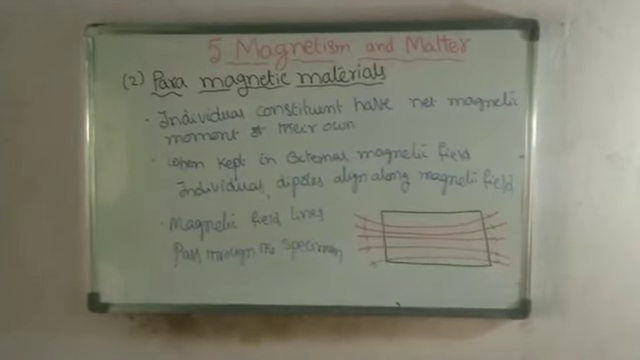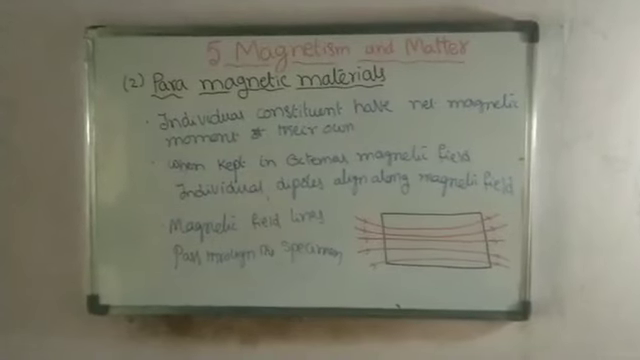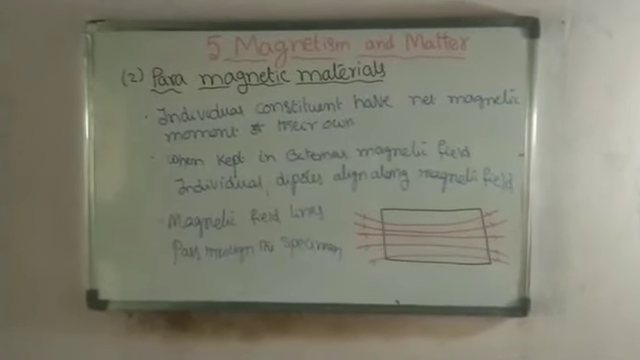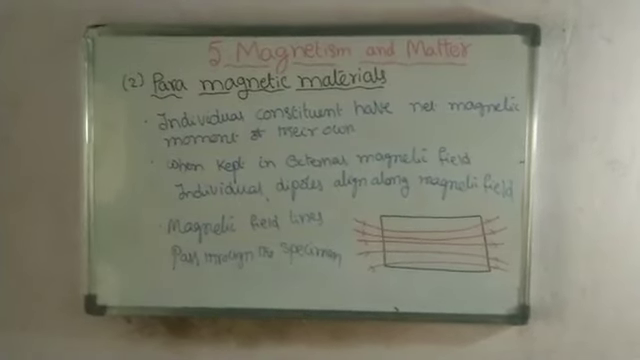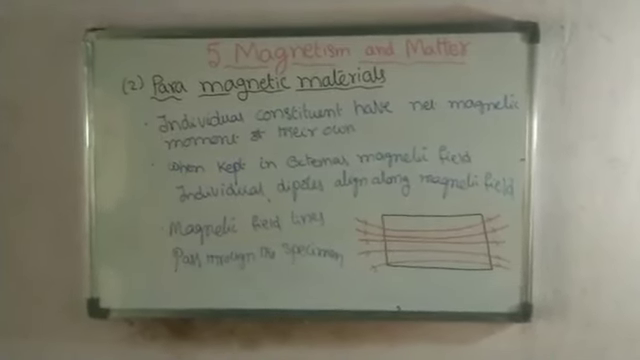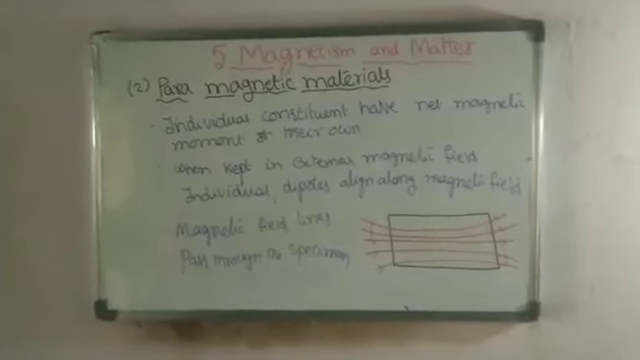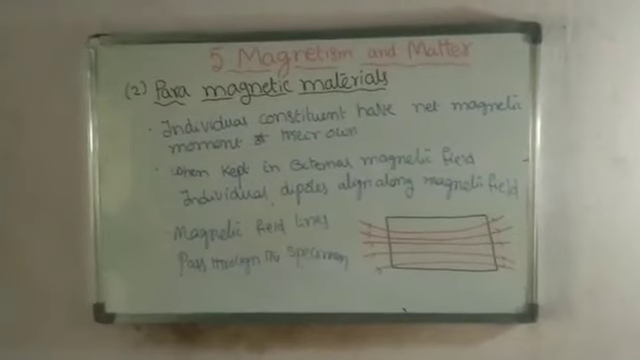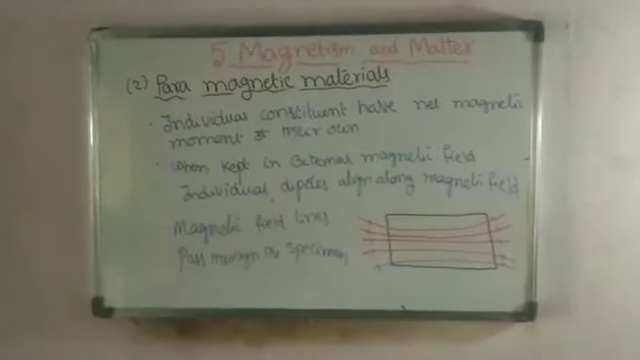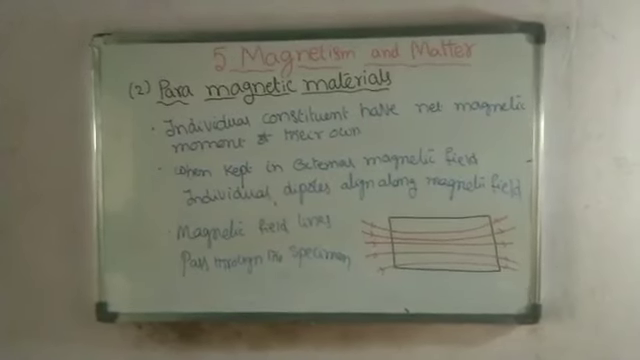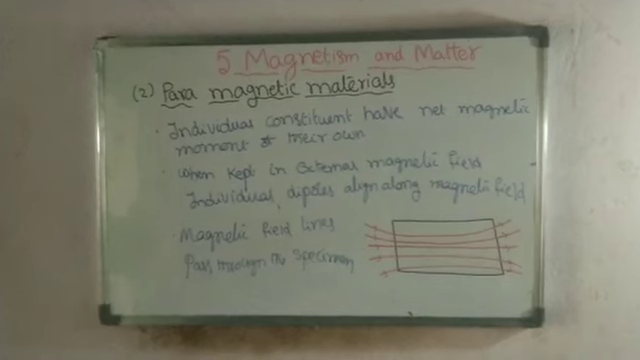See the next one, paramagnetic materials. Paramagnetic materials have their own magnetic moments. That means inside these materials, without applying any external magnetic field, they have their own magnetic dipoles. The second point is, whenever this material is placed in an external magnetic field, its dipoles are aligned along the magnetic field.